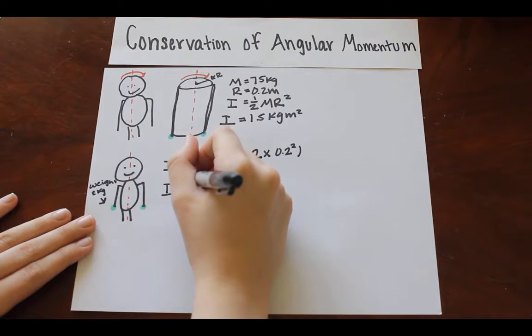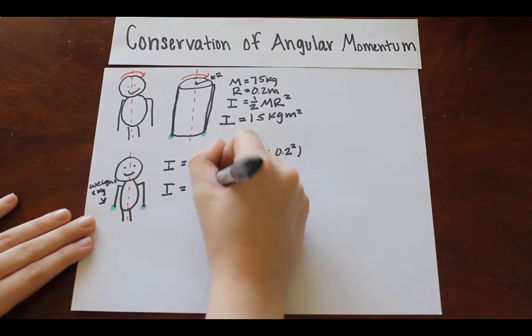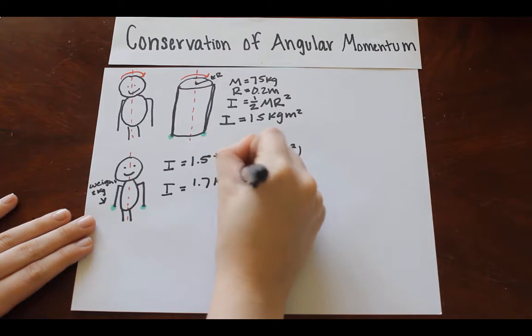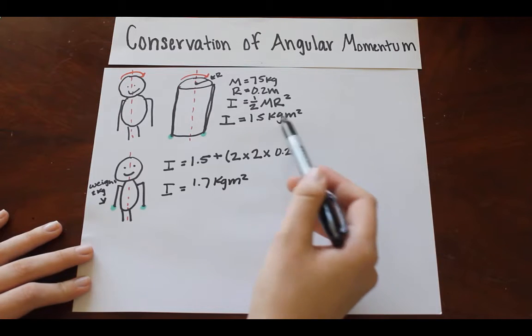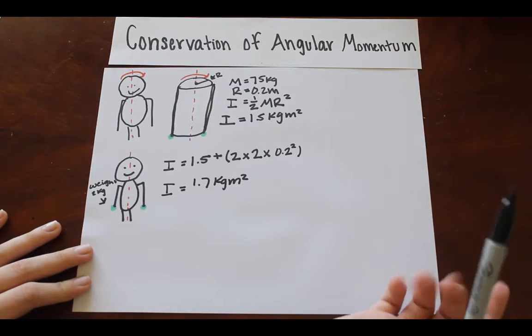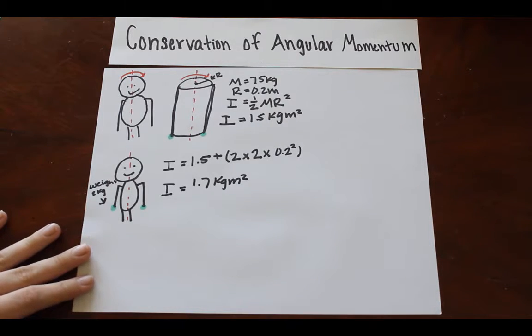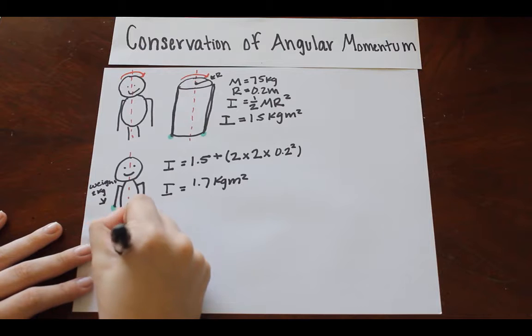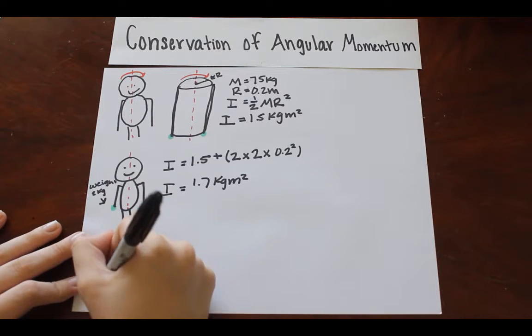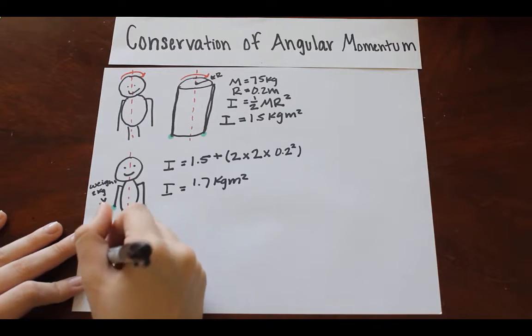Yes, 1.7 kilograms meters squared. And that's not much different from the normal, just because the mass of the person increased by 4 kilograms, which compared to about 75 isn't much at all. So now we're going to go ahead and do our third person with the big radius, but the same mass as the second person.